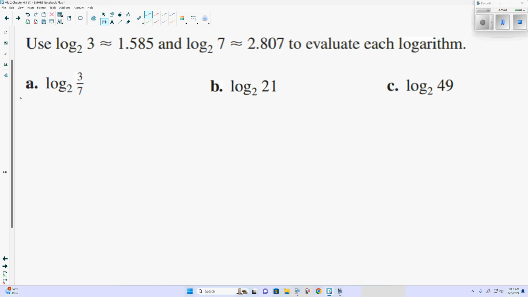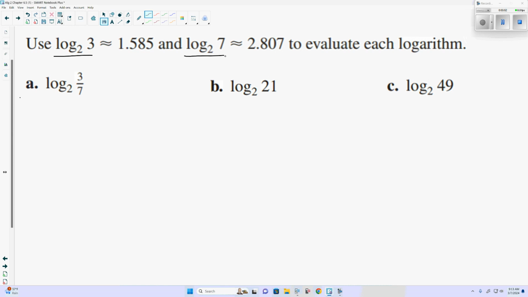So what we did yesterday was our properties of logarithms. And this here is the only other part of the homework that we didn't actually cover yesterday. They told us here that log base 2 of 3 is approximately 1.585, and that log base 2 of 7 is approximately 2.807. So they gave us those two values. And they want us to evaluate each one of these logs. To do that, we're going to use 3 and 7 to rewrite them so that we get a statement written with log base 2 of 3 and or log base 2 of 7, one or both.